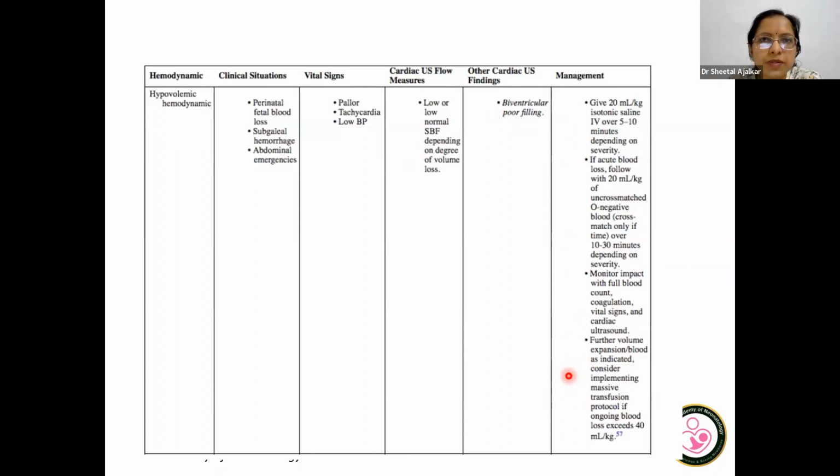So inotropes should work on the splanchnic circulation, to divert the blood from the splanchnic circulation to the rest of the body. In this case, epinephrine has been used.